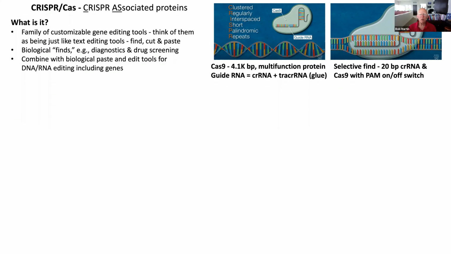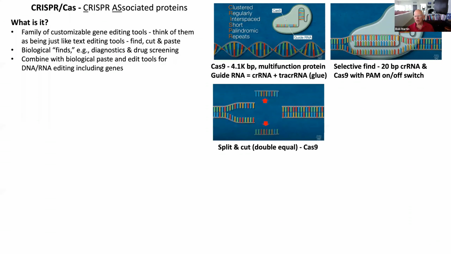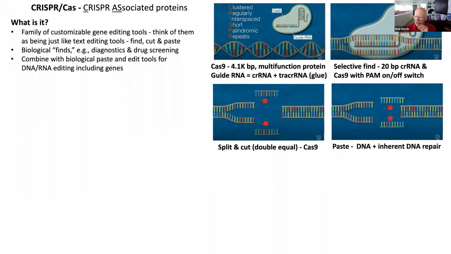Okay, what Cas9 does is it splits our DNA, and then it does an exact double cut. So it cuts out that roughly 20 base pair sequence. They're actually a little bit more, but that's not important. And then to do the paste, what happens is people stick in a little bit of DNA and use the inherent repair technology that our DNA has. So that's how it works.